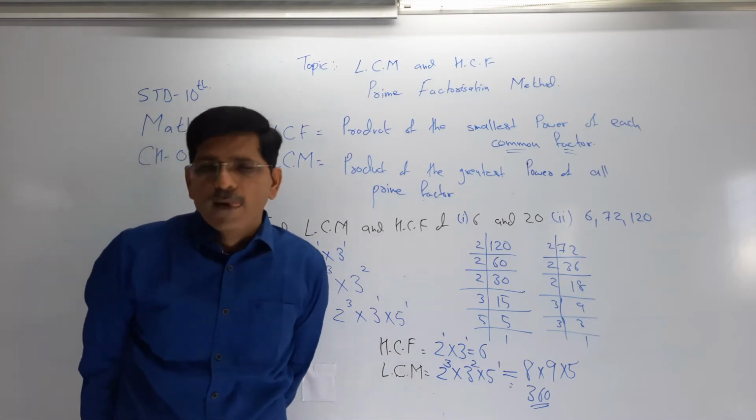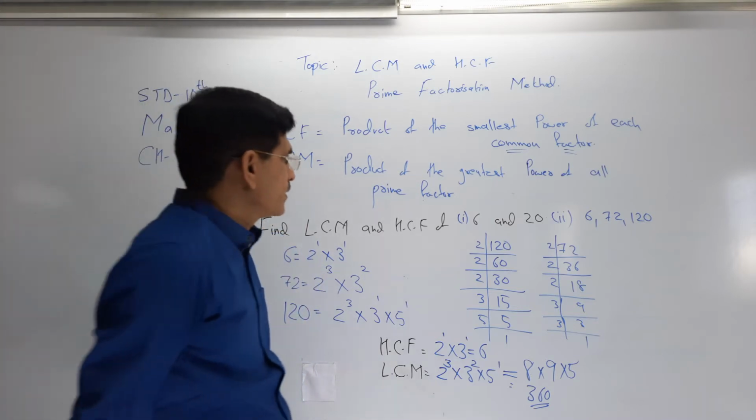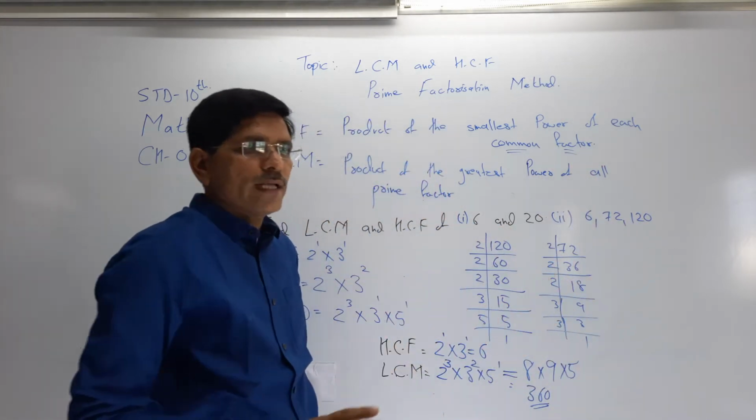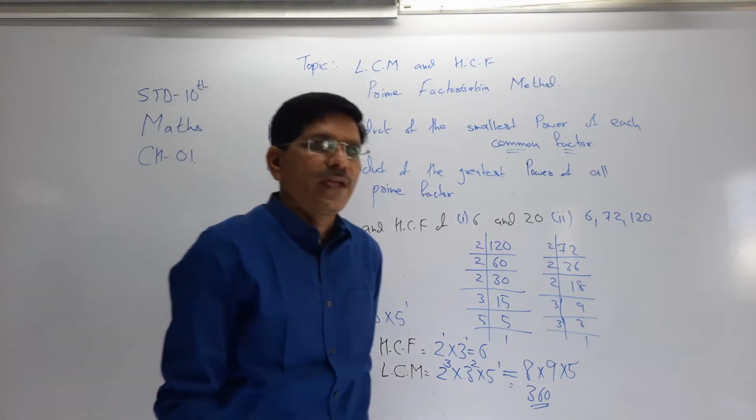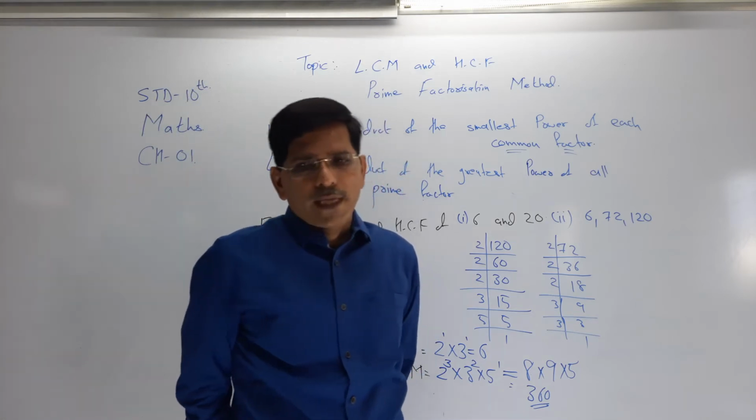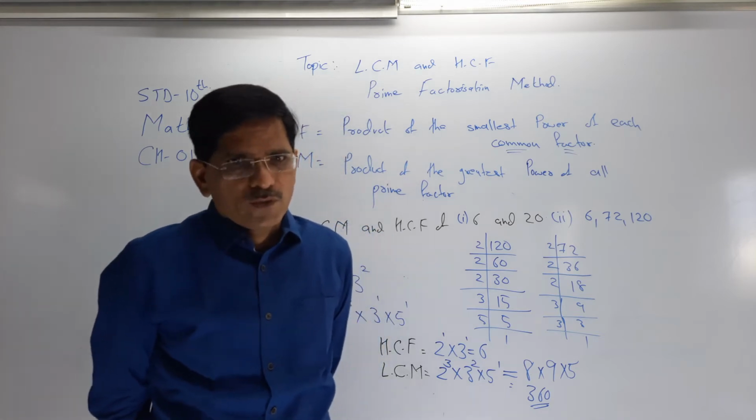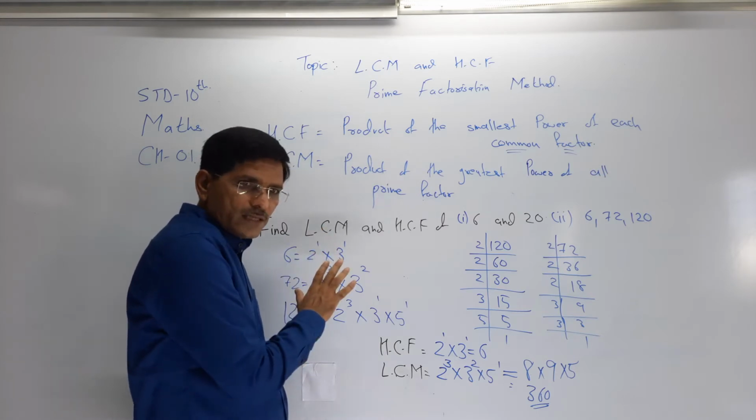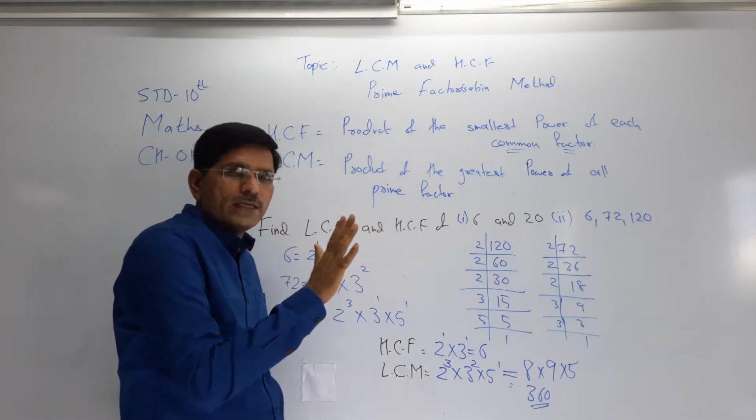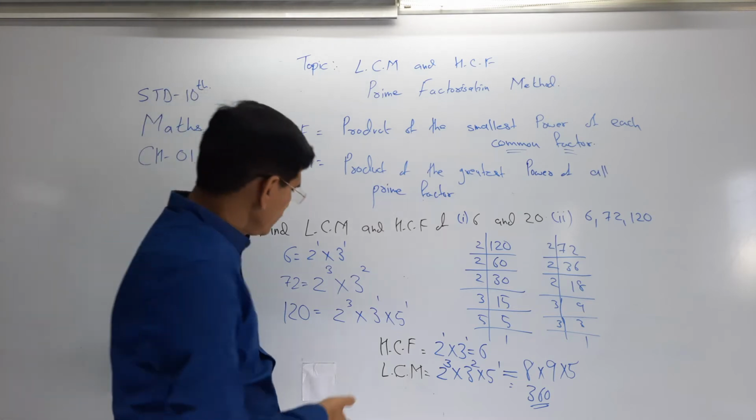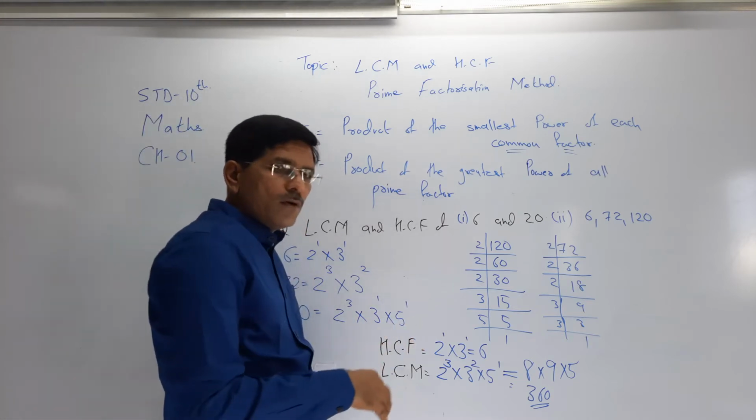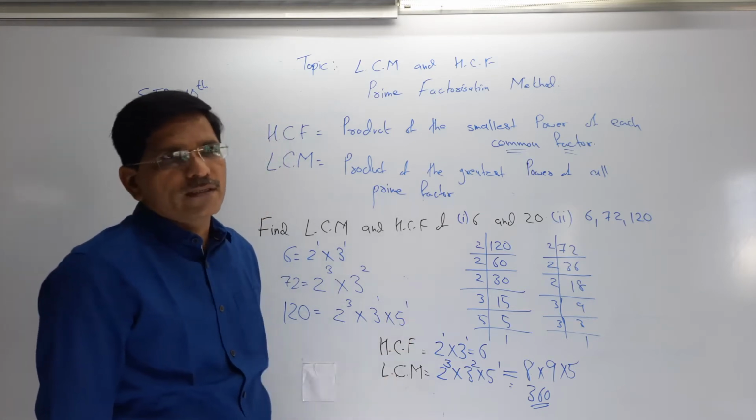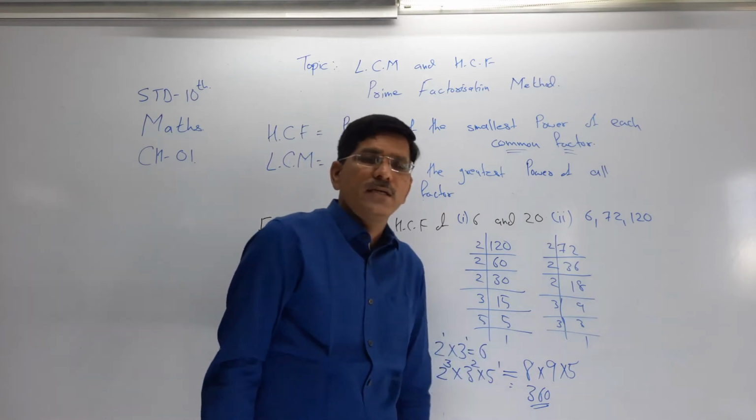That is called LCM. Whether it is 2 terms or 3 terms, the common way to find LCM is this: first make the prime factors. Then for HCF, we find the common prime factors with the least power, and for LCM we take all prime factors with the greatest power.